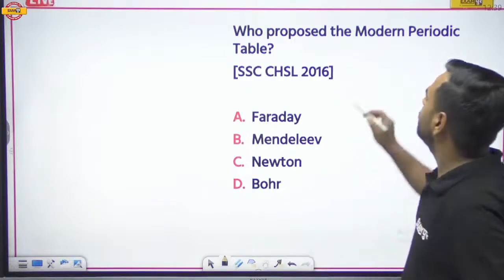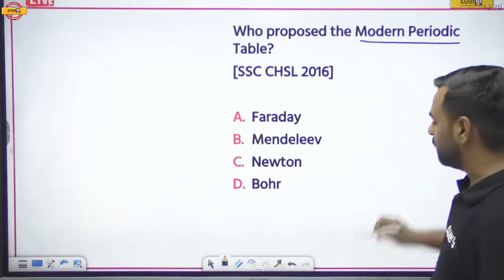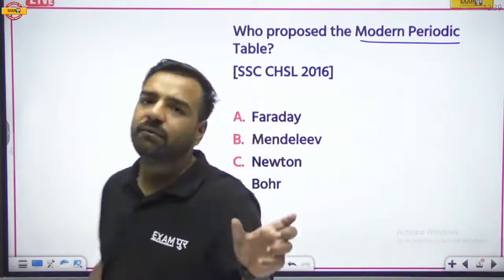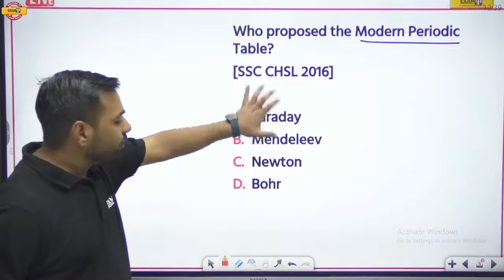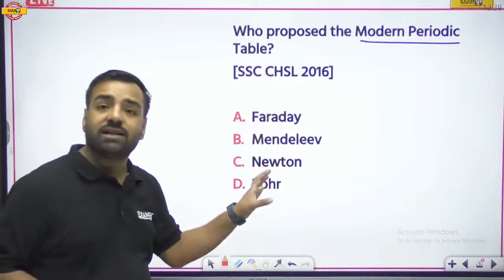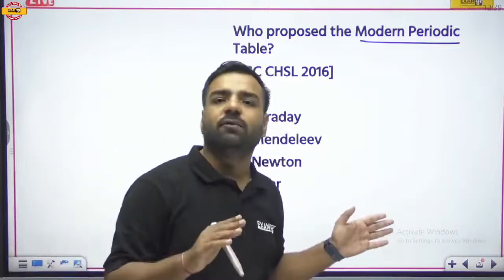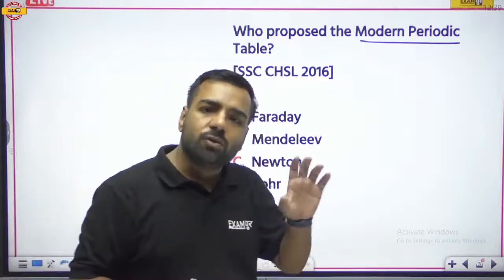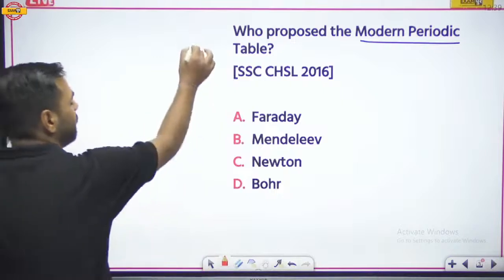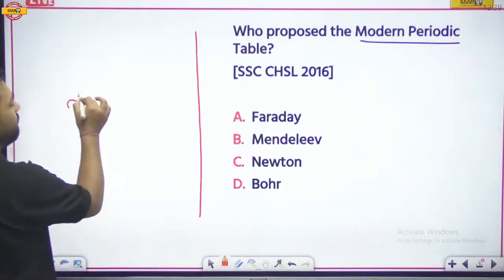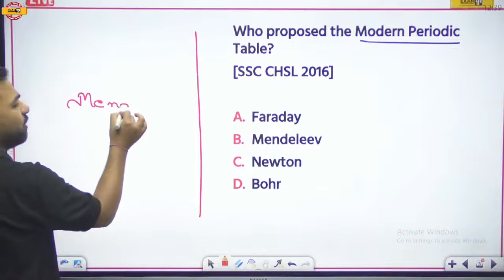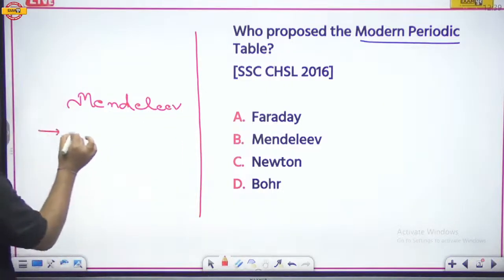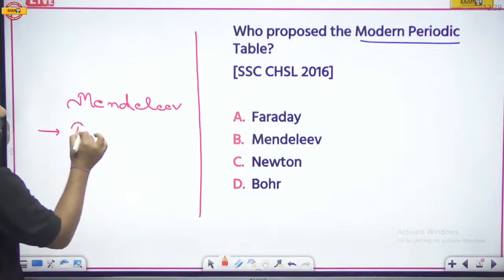So now, talking about the question, who proposed the modern periodic table? Please remember, here there's a confusion. One of the options which can come in the examination is Moseley. Now there would be confusion, sir, whether Moseley is going to be the correct answer, or Mendeleev. So here I have to clear that doubt. When we are talking about Mendeleev, please remember, Mendeleev was the one who proposed this periodic table.